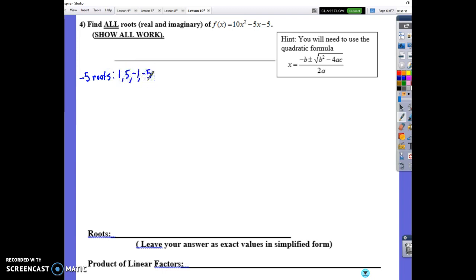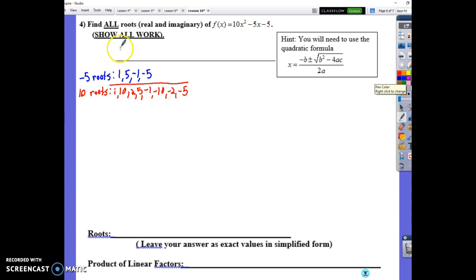And then for 10, our possible roots are 1, 10, 2, 5, negative 1, negative 10, negative 2, negative 5. And we divide them. Okay? So we need to just go through each one of these.